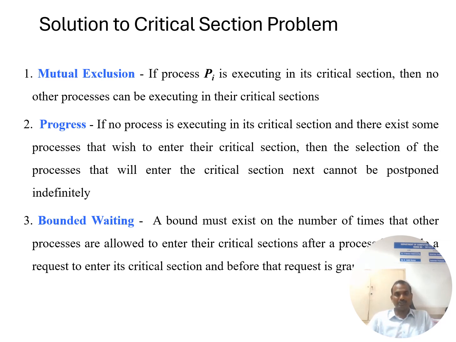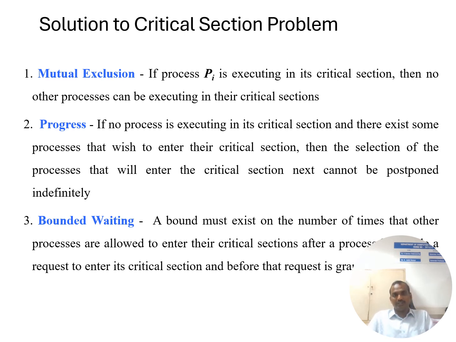Coming to progress: if no process is executing in its critical section and there exist some processes that wish to enter their critical section, then the selection of the process that will enter the critical section next cannot be postponed indefinitely.